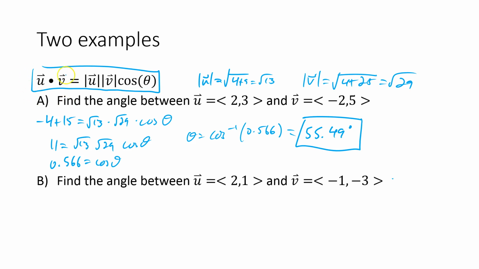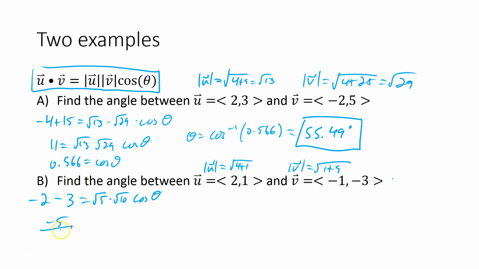So once again, we're going to find the dot product on the left side. So 2 times negative 1 is negative 2. And then 1 times negative 3 is negative 3. That's going to be equal to the magnitude of u. Magnitude of u is going to be the square root of 4 plus 1. That's root 5. Times magnitude of v is going to be the square root of 1 plus 9. That's root 10. Times the cosine of the angle in between them, theta. Negative 2 minus 3 is negative 5. We're going to divide by root 5 and divide by root 10. And that'll be our cosine theta.